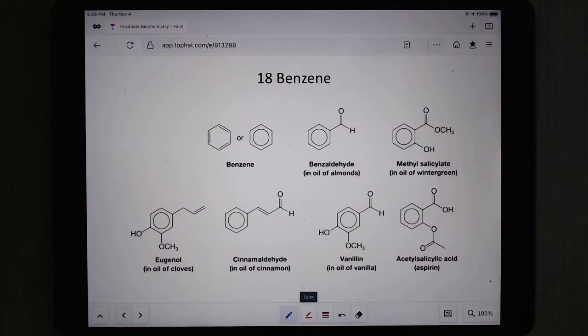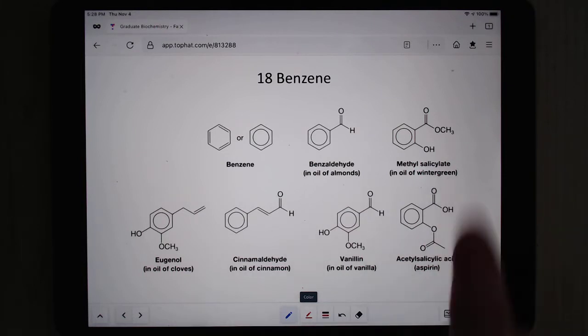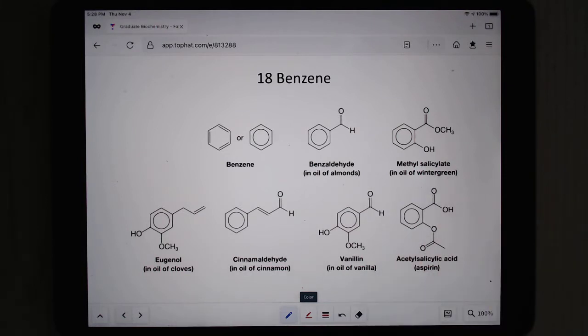call aromatic compounds. And the reason why they're called aromatic is because, if you think of things that have an aroma to them, if you look at all of these different compounds, they generally have very pleasant scents to them. Some of that, and they all contain a benzene.